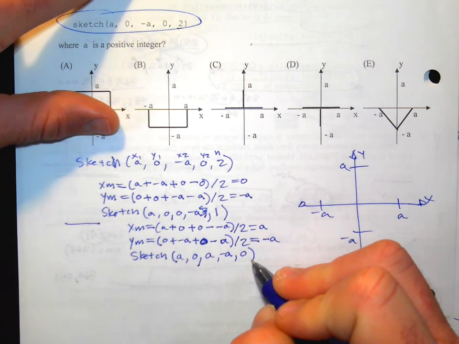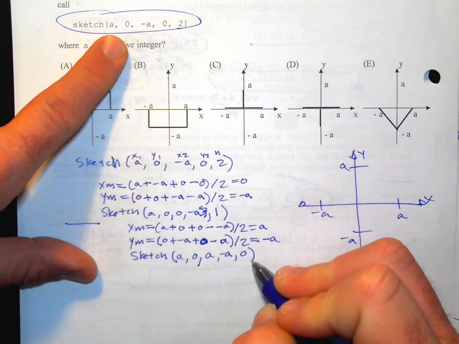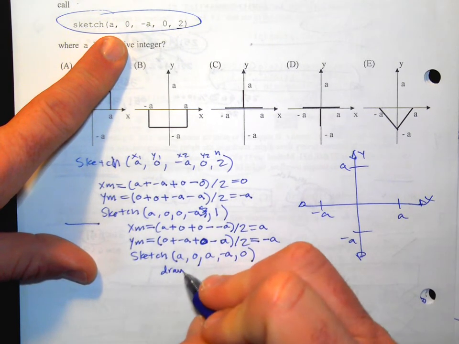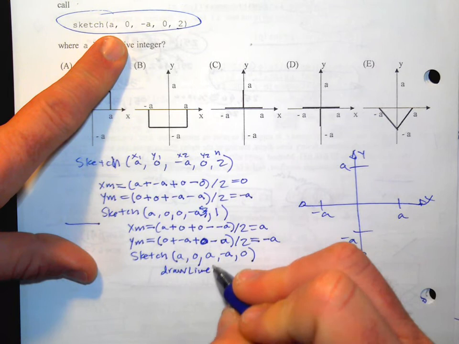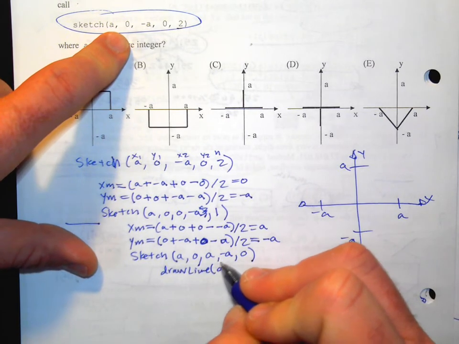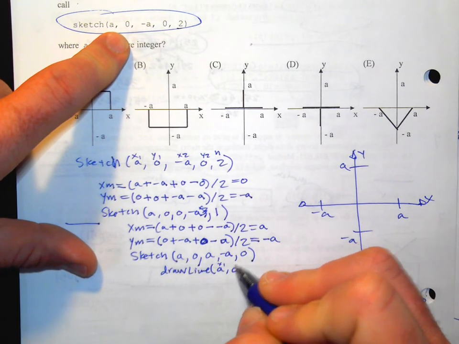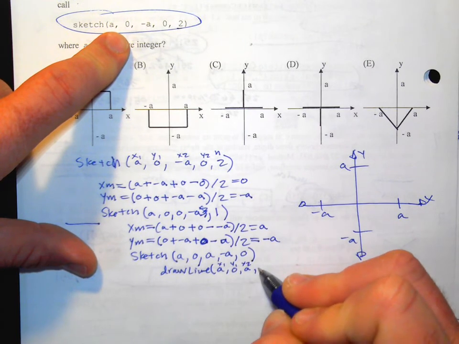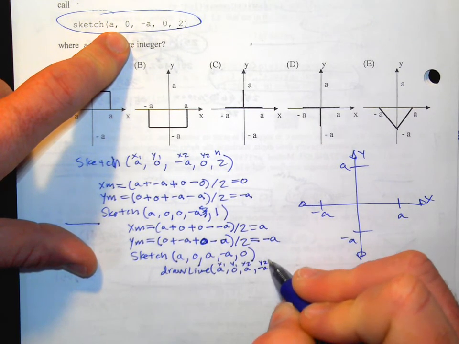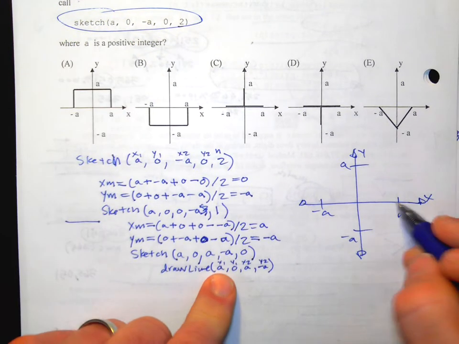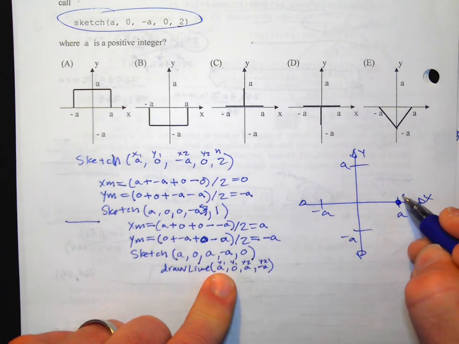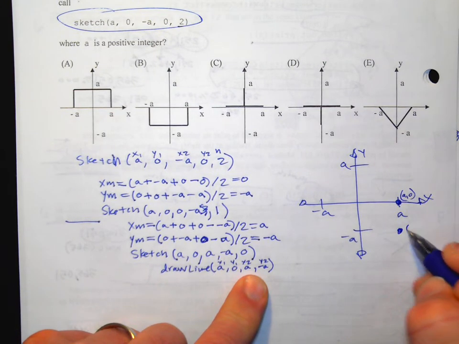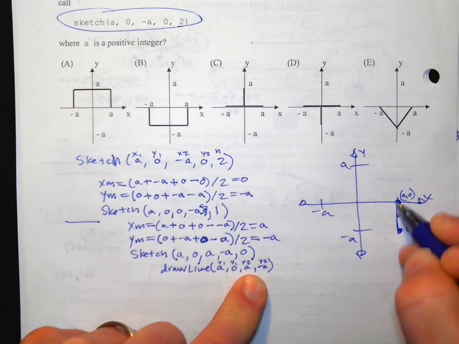Now, finally, we're at the base case, n is less than or equal to 0, and so it actually draws a line using these values, x1, y1, and this is going to be your x2, y2, and it draws a line. Now, a, 0 is right here, right? And a, negative a is right here. So this is the first line it draws.